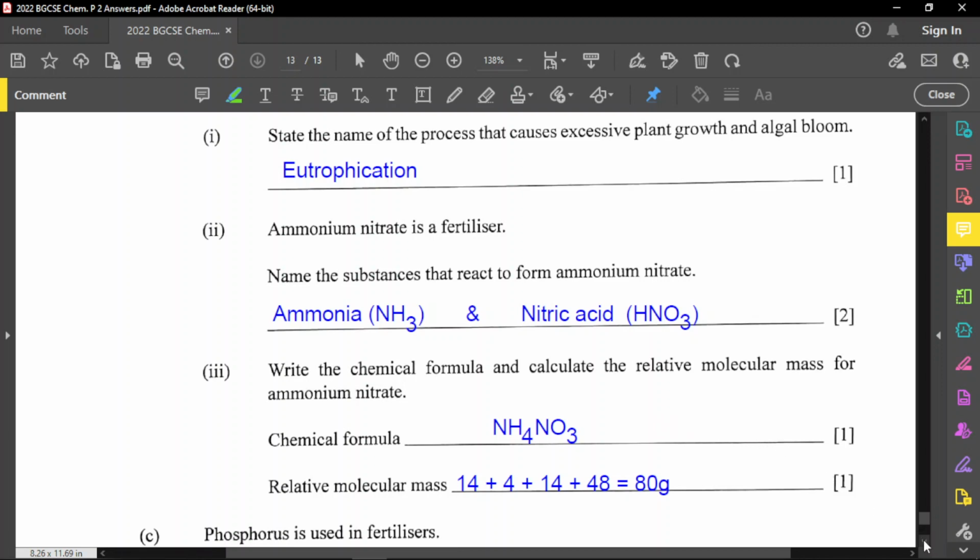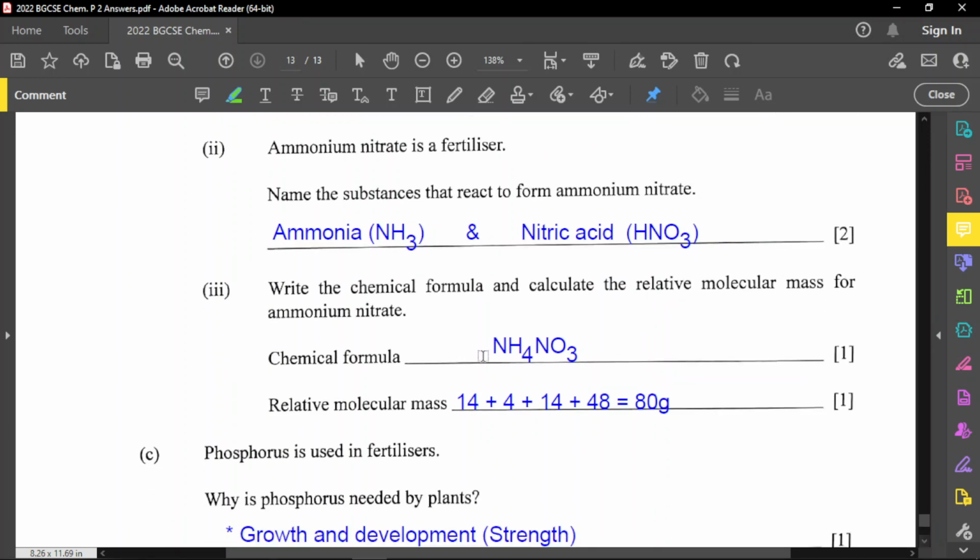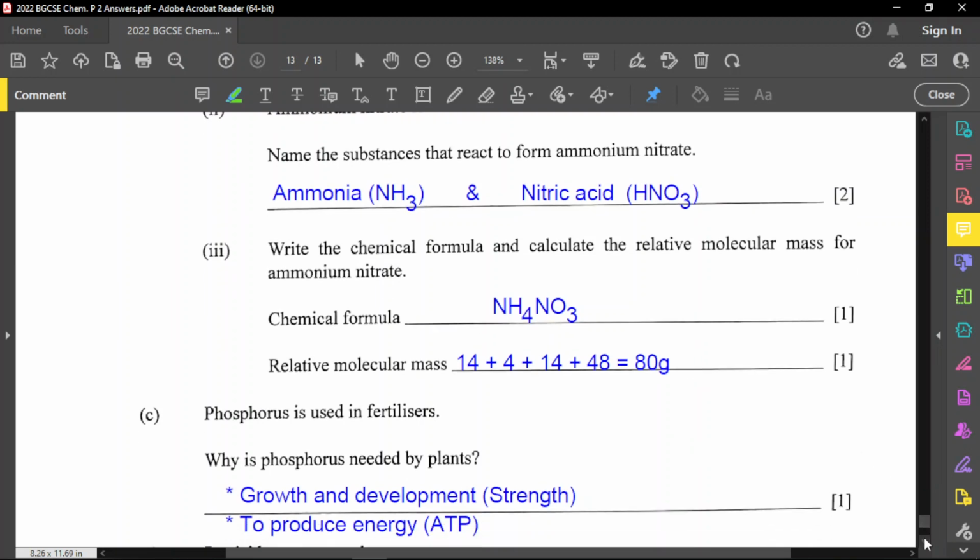The relative molecular mass is 14 for the first N, 4 for hydrogen, which is 1 times 4, 14 for the second nitrogen, and 48 will be 16 times 3. And so 16 times 3 is 48. And so add up all these numbers, you get 80 grams. And so 80 grams is the relative molecular mass for ammonium nitrate.